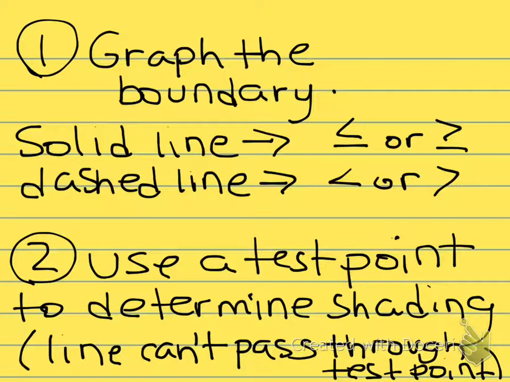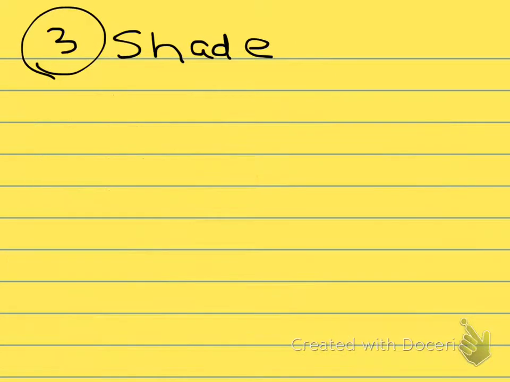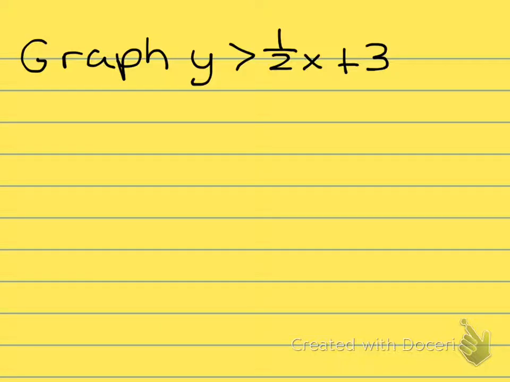Next, you're going to use a test point. As long as the test point is not on the line that you drew, it can be any point on the graph, and you're going to plug in the test point to see if you're going to shade one side or the other. And that's your third step, is shade. So we're going to go over these 3 steps for a few different examples here.